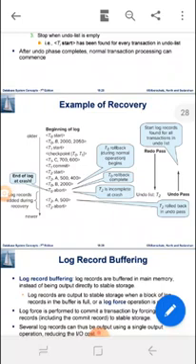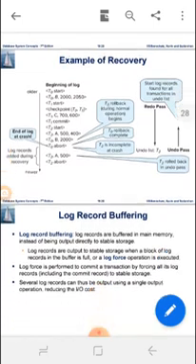For example, at the beginning of the record, T1 starts, then some processes occur, then a checkpoint occurs, next commit, next the second process starts, and next one process aborts, then the third process starts.